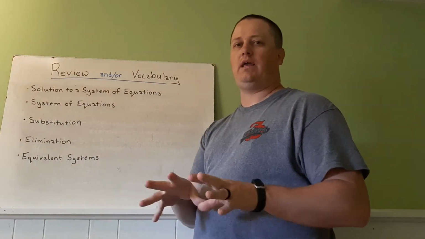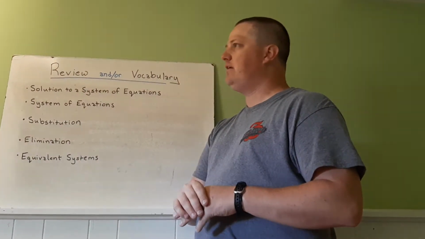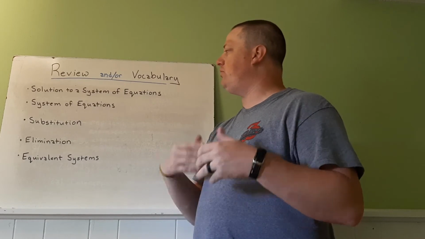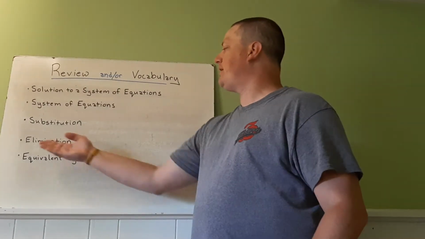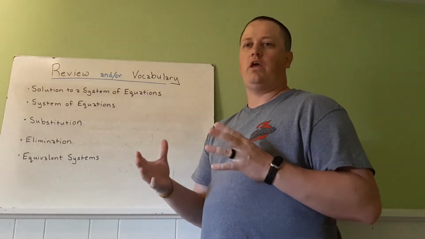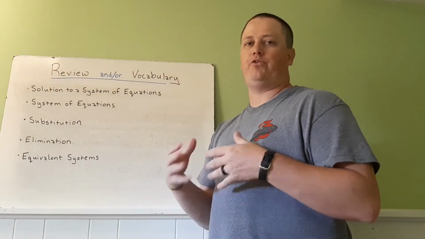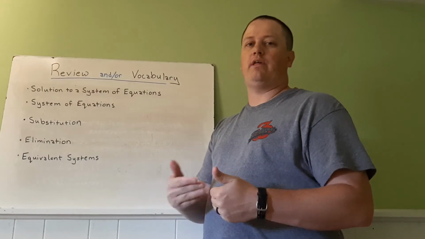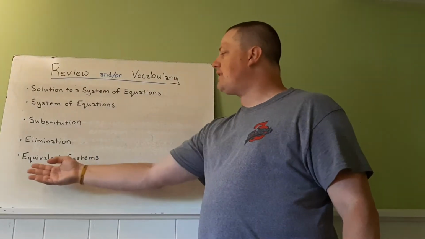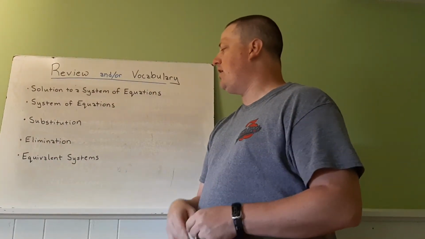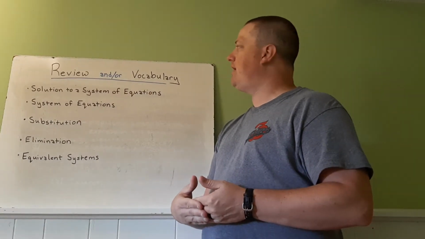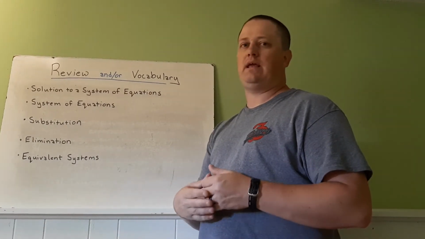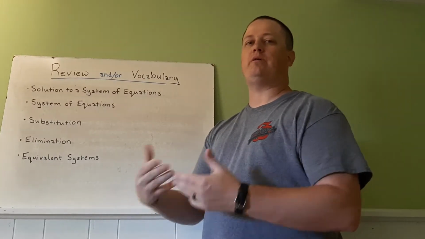Substitution is plugging an expression into an equation to create a new equation that can be solved. Elimination is getting rid of a variable to create a new equation so that it can be solved. Equivalent systems are systems that have the exact same solution, and we typically use our math to create these.